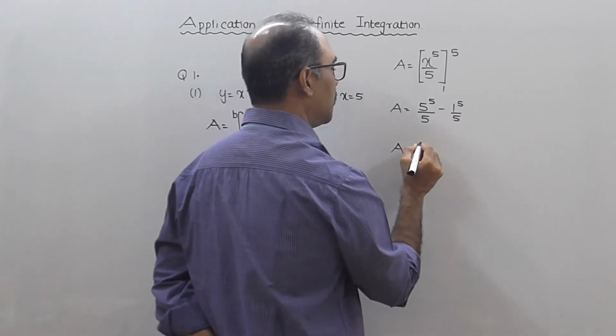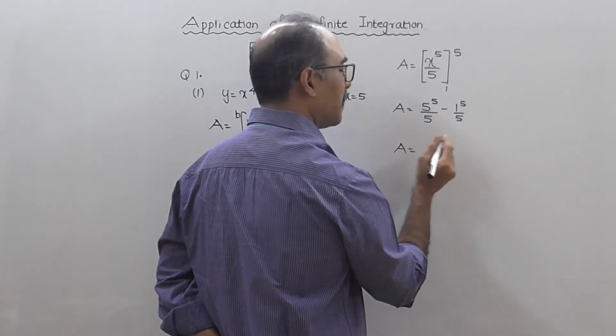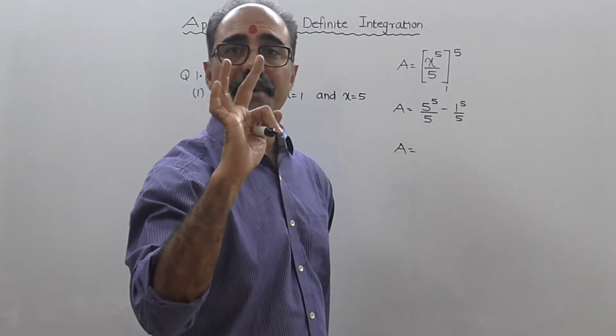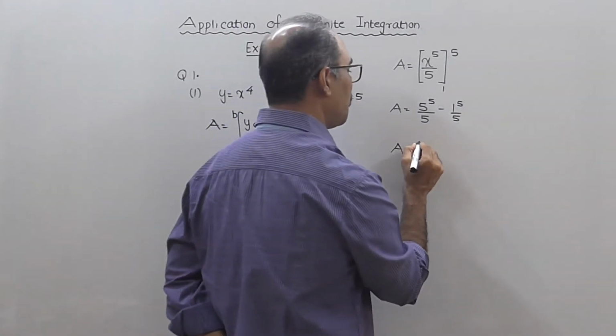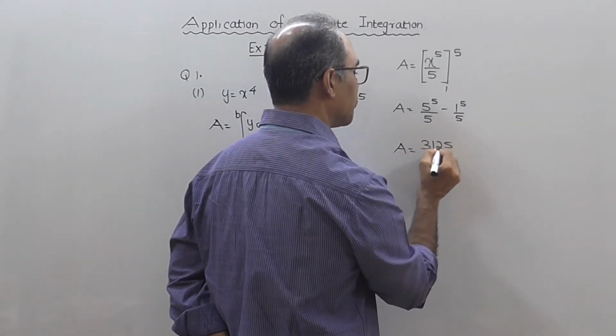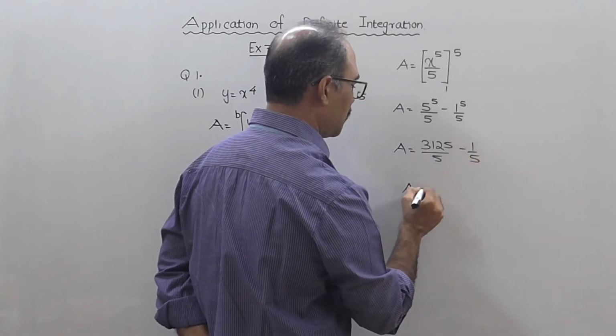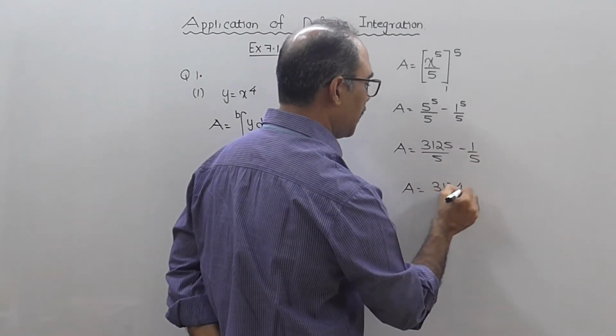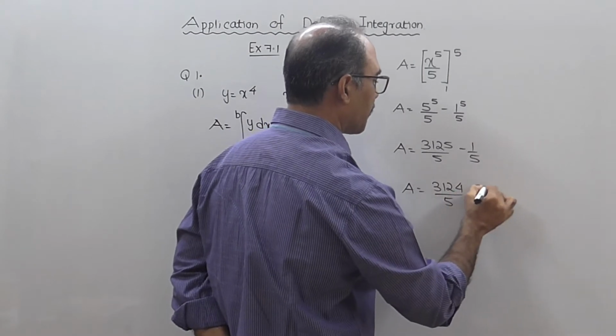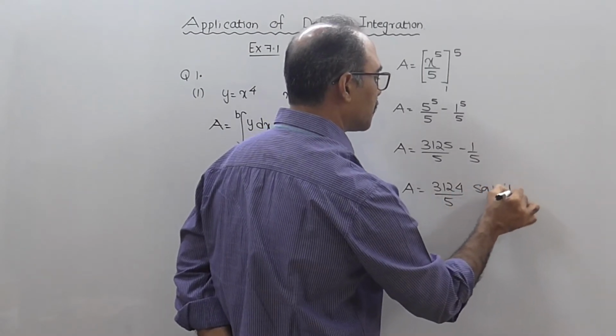So 5 raised to 5 is 5, 25, 125, 625, 3125 upon 5 minus 1 upon 5. So the area will be 3124 upon 5 square units.